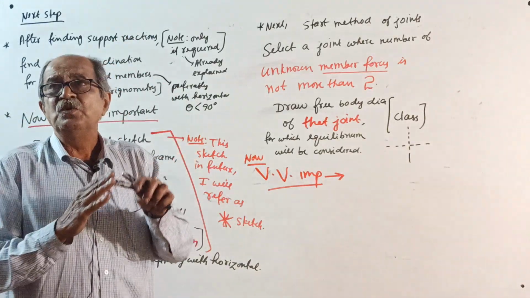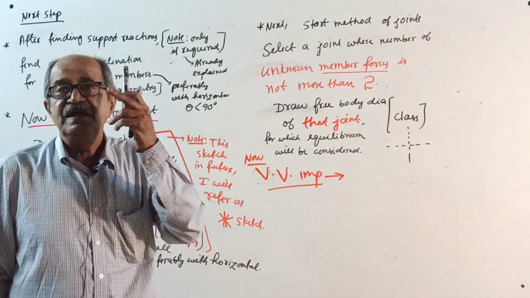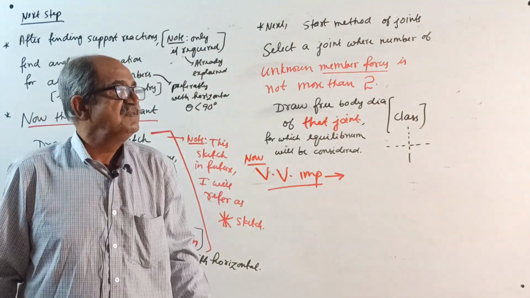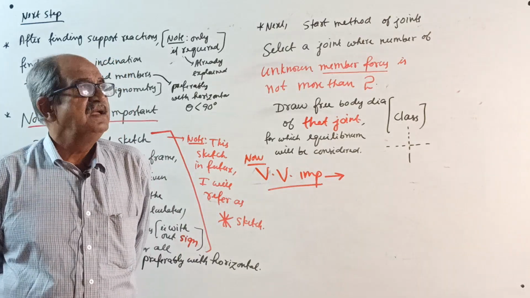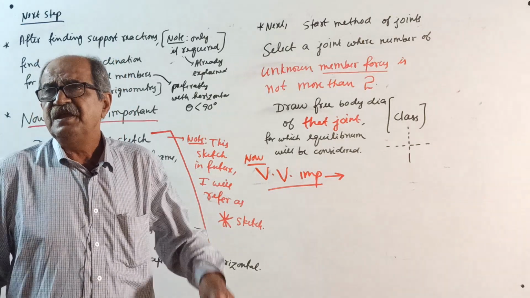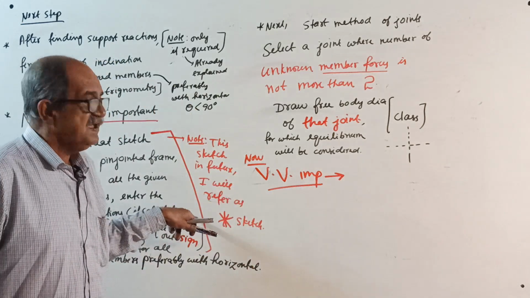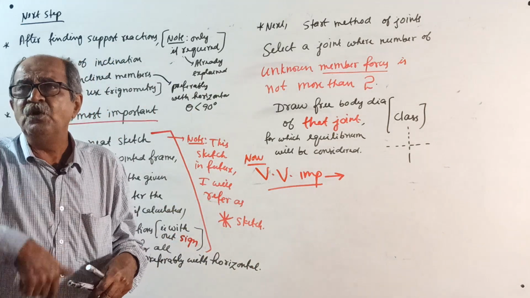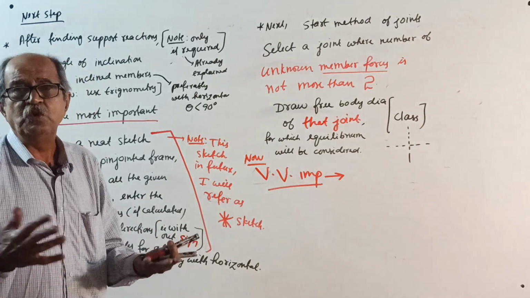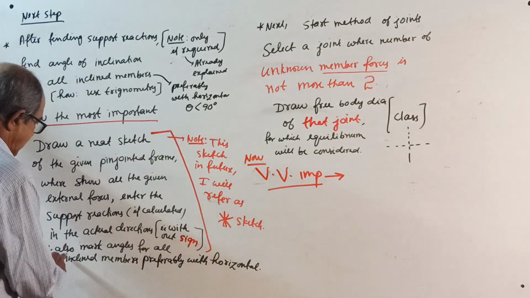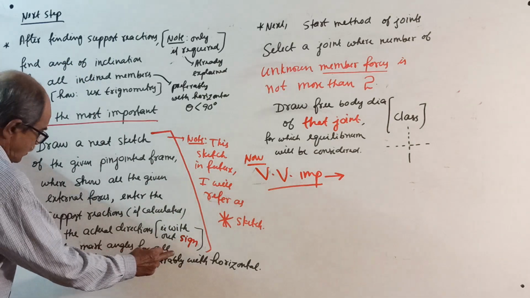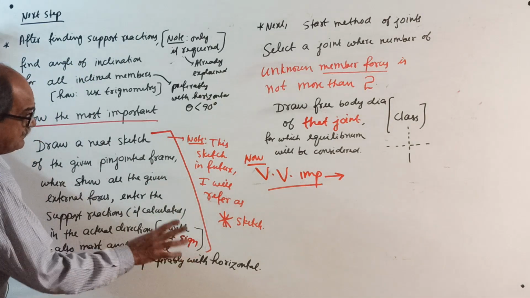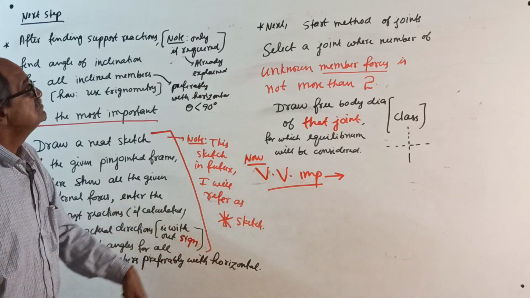If it is positive, assume the direction is correct and enter it in the same direction. Suppose you get a negative value, don't enter the negative sign; enter it in this sketch in a direction opposite to the assumed direction. This you all know. Then also mark angles for all inclined members, preferably with the horizontal.